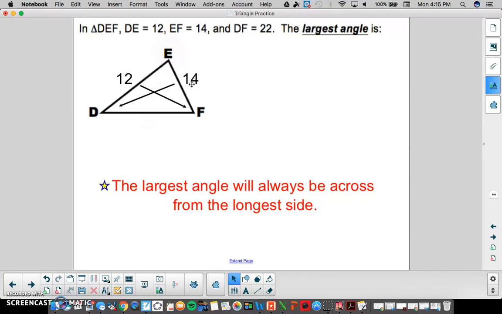14 would be the middle longest side, so the second largest angle would be angle D. The longest side is 22, which is the measure of DF. The angle across from that is angle E. So angle E is the largest angle.